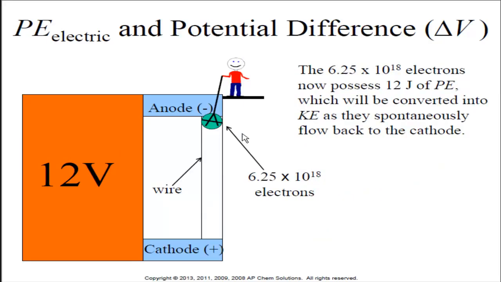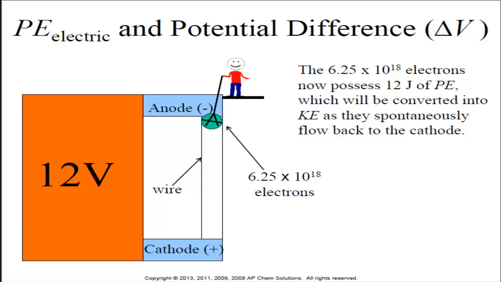Now, we get our electrons up there, and they now possess 12 joules of potential energy, which they're going to convert into kinetic energy as they flow back down to the cathode. So at the cathode, the electrons are going to possess less potential energy than they do at the anode, because the electrons spontaneously flow from anode to cathode. If we look at the system in terms of building potential energy, we can imagine this little man pulling the electrons from the cathode to the anode. When they get to the anode, they have reached their maximum potential energy.